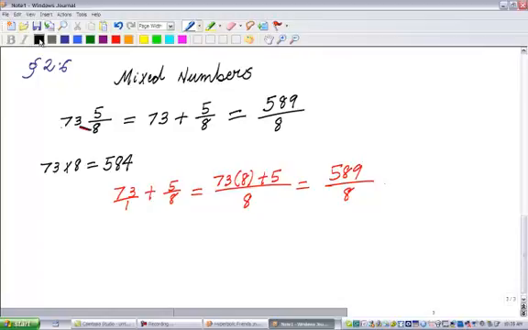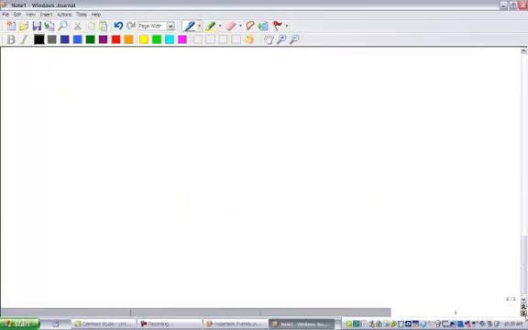Any other questions? So just remember that the way you want to read 73 and 5 over 8 is: whole number 73, and 5/8. It's not multiplication if I don't put a dot or a parenthesis around 5/8. Okay.